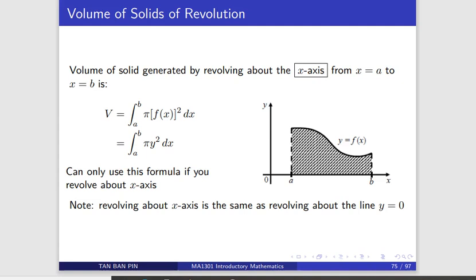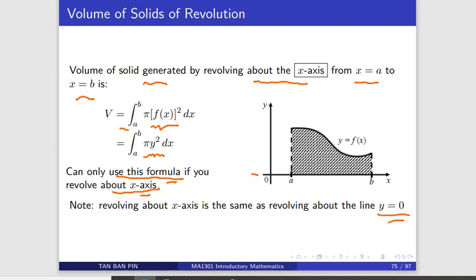So the volume of the solid generated by revolving about the x-axis from x equals a to x equals b is the integral from a to b of pi f(x) squared dx, or pi y squared dx. And you can only use this formula if you revolve about the x-axis. And the x-axis is the same as the line y equals 0.